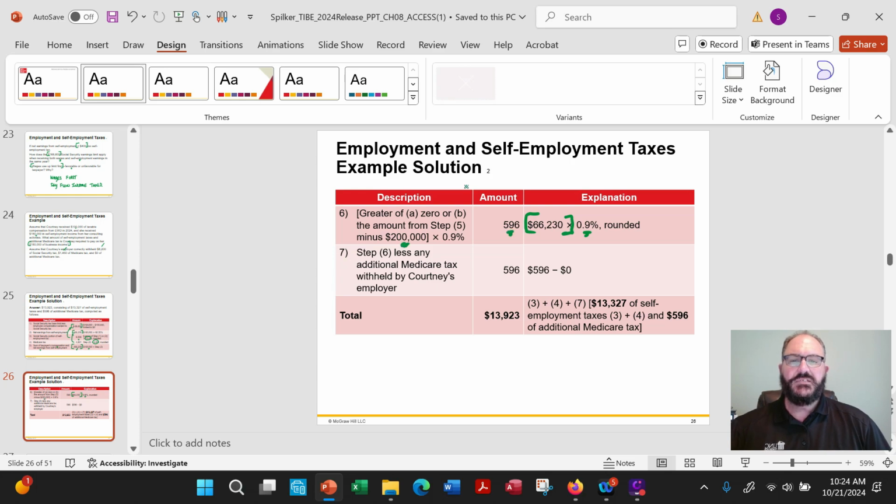You get 596. Step 6, any Medicare withheld by Courtney's employer, still leaves 596. So the total is 3 plus 4 plus 7. That's 13,327 of self-employment taxes, and 596 for additional Medicare.